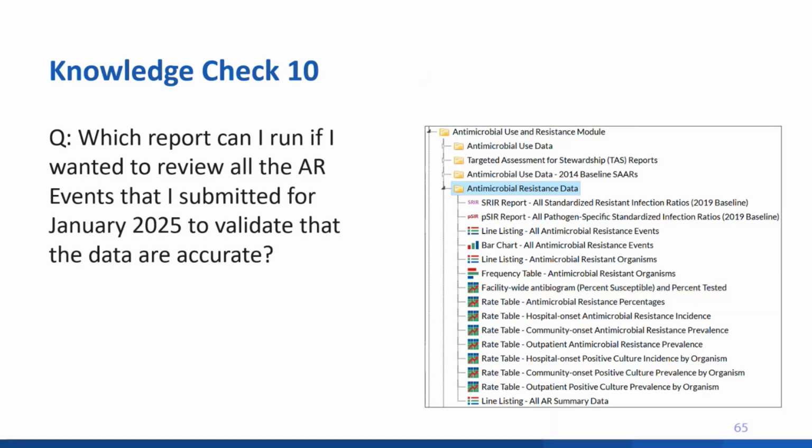All right, knowledge check 10. Which report can I run if I wanted to review all the AR events that I submitted for January 2025 to validate that the data are correct? So I want to do some data validation on my AR events that I submitted for this month. Which report would I run?